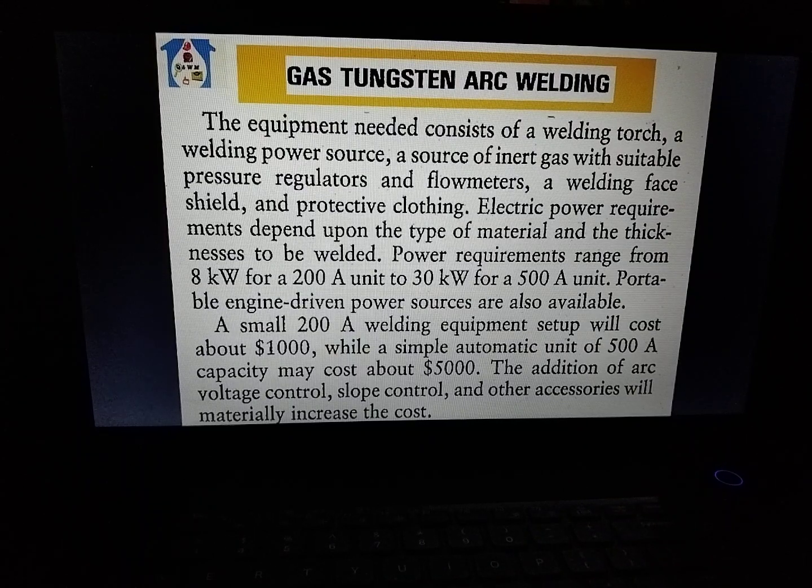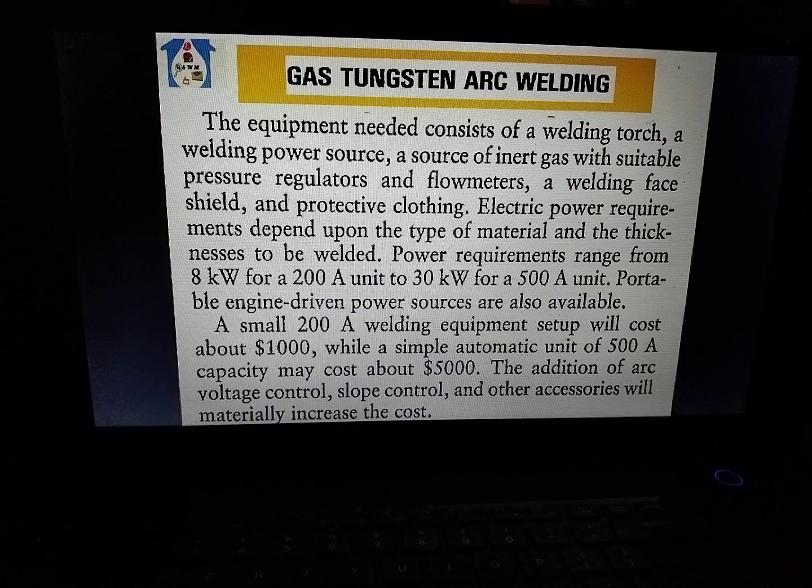The equipment needed consists of a welding torch, a welding power source, a source of inert gas with suitable pressure regulator and flow meter, and a welding face shield and protective clothing. Electric power requirements depend upon the type of material and thickness of the weld. Power requirements range from 8 kilowatts for a 200 ampere unit to 30 kilowatts for a 500 ampere unit. Portable engine-driven power sources are also available.